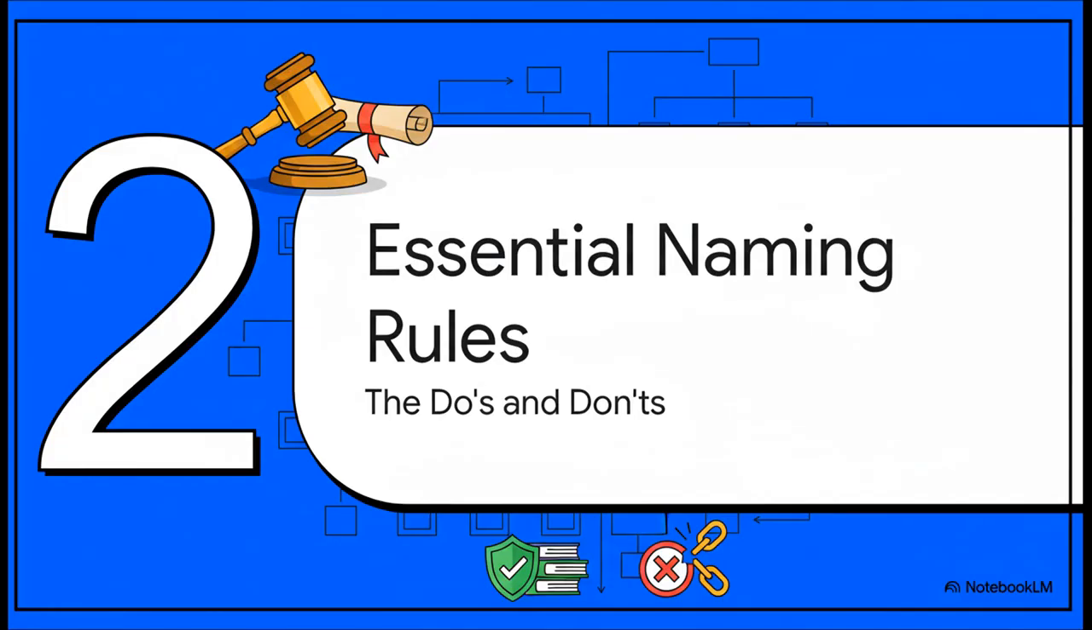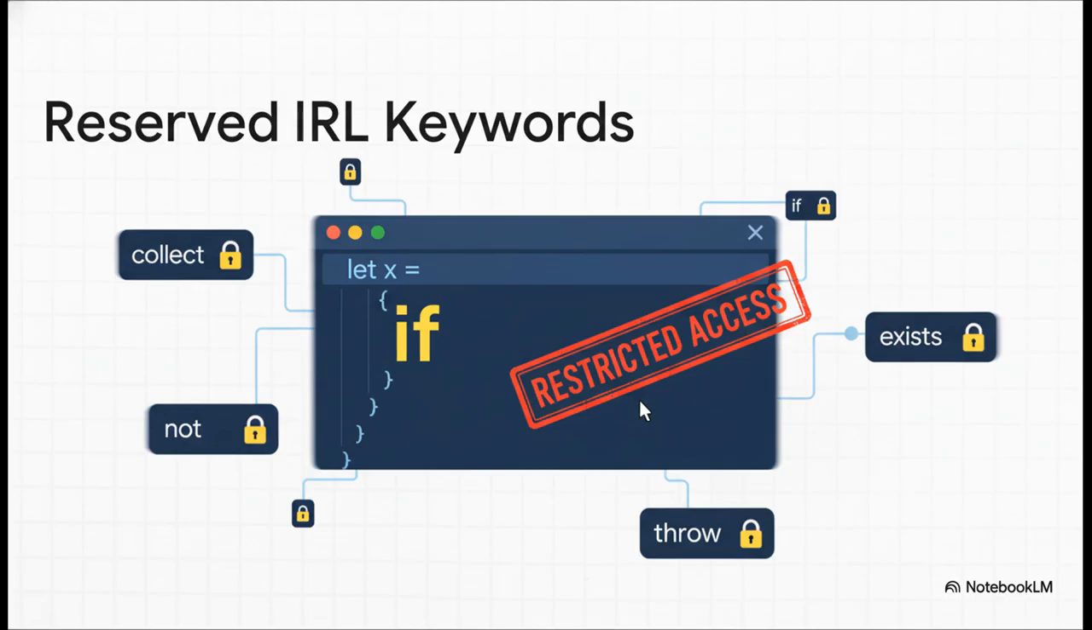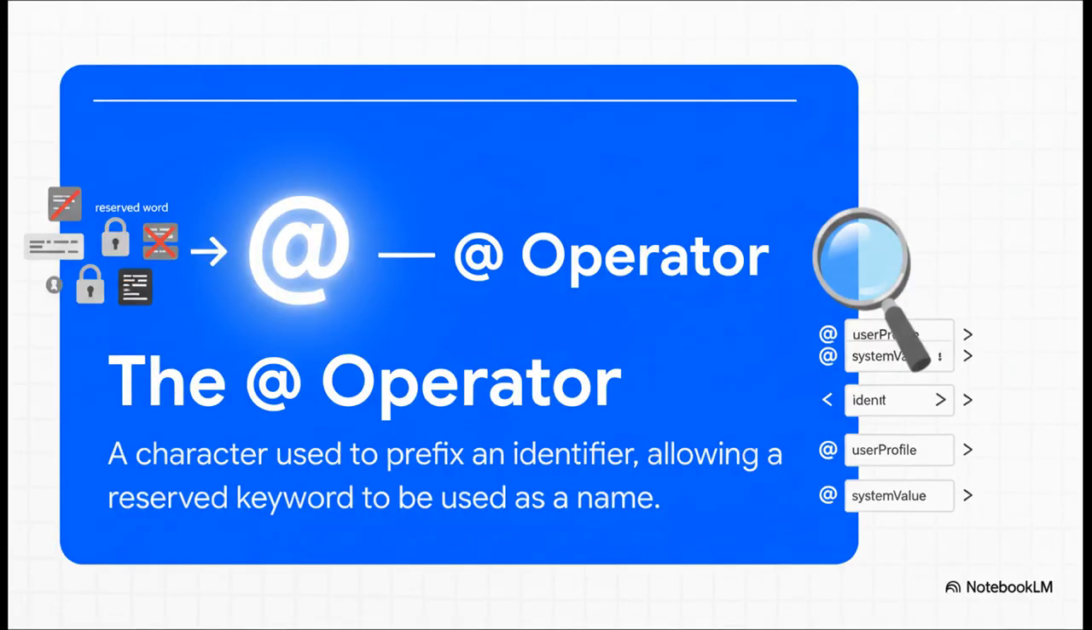Okay, so we can read the blueprint. Now let's apply that to something really practical, the rules for naming things. These are the absolute essential do's and don'ts for creating identifiers in IRL. So just like pretty much every other programming language out there, IRL has a set of reserved keywords. You know the drill. Words like if, collect, and exists have special jobs to do. This means you can't just go and use them as names for your variables or functions because that would totally confuse the compiler.